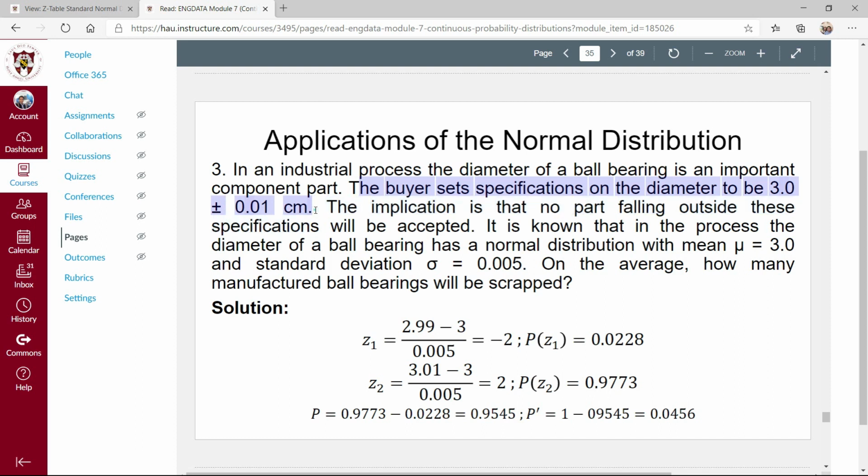Okay, so your x1 is 3 minus 0.01, which is 2.99, and x2 will be the higher, which is 3.0 plus 0.01, which is 3.01. So that gives us 2.99 and 3.01 centimeters. Okay, and your mean is 3 and the standard deviation is 0.05.